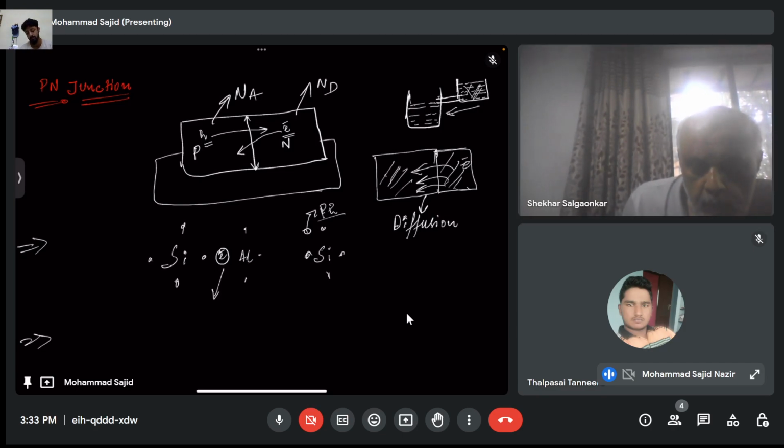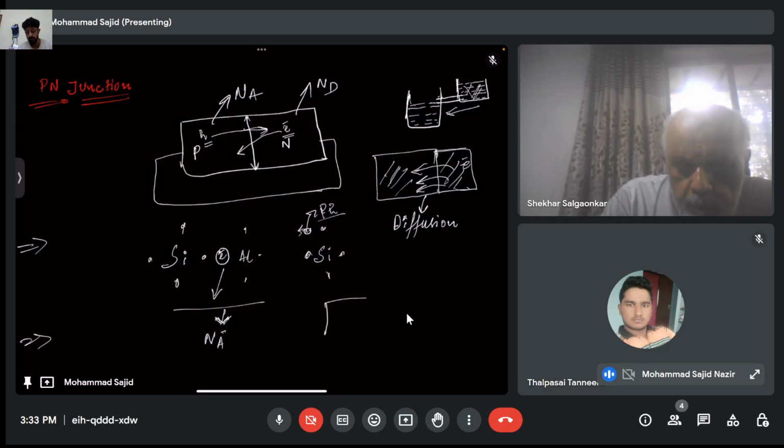So what will happen? Before that, this material was neutral. Now it has a negative charge, which we denote by Na negative. Similarly, this was a single electron, but multiple electrons will flow. Similarly, holes will go in this direction, and once a hole flows here, it will occupy this electron and give it a positive charge.